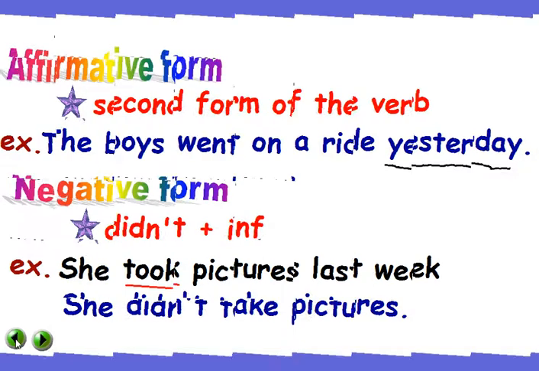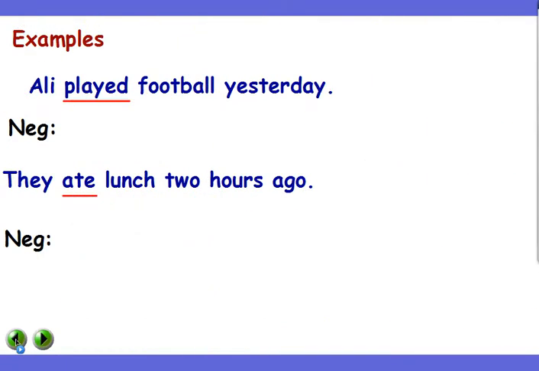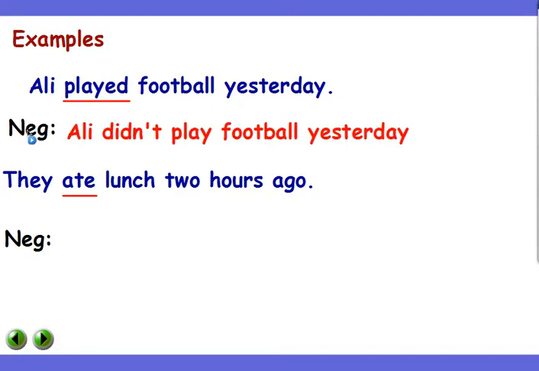More examples. Ali played football yesterday. How do we change this sentence into negative? First, we look at the verb. It's played. We change it into negative by saying didn't. Didn't plus what? We must come with the verb in the infinitive. The infinitive of played is play. So Ali didn't play football yesterday.